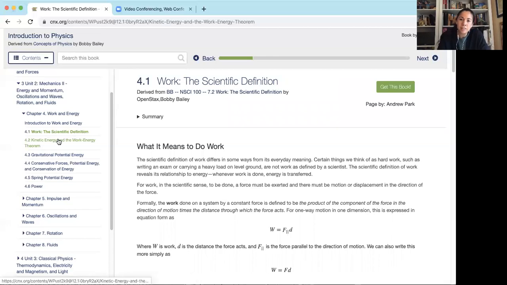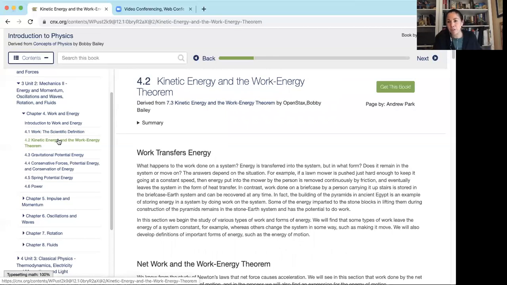We'll look at different types of energies and how your energy can be transferred again from one type of energy to another. And so we'll define here what those types of energies are, starting with kinetic energy.